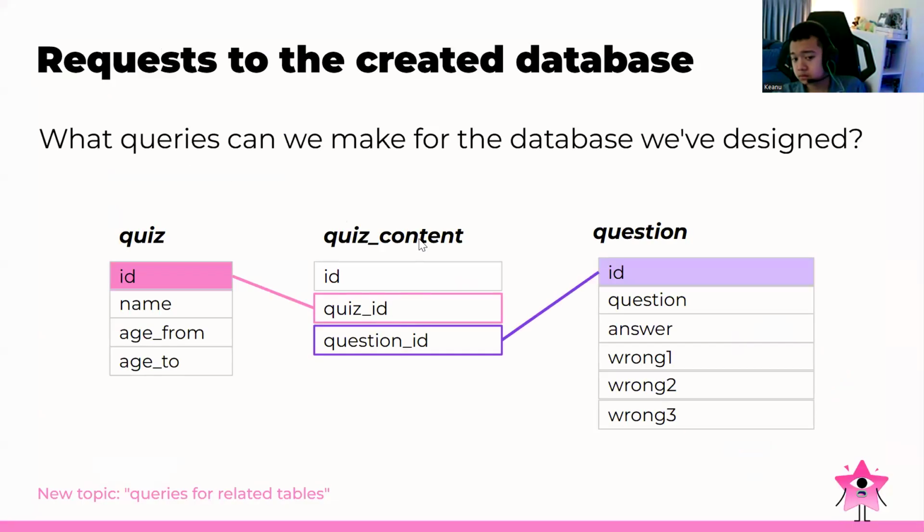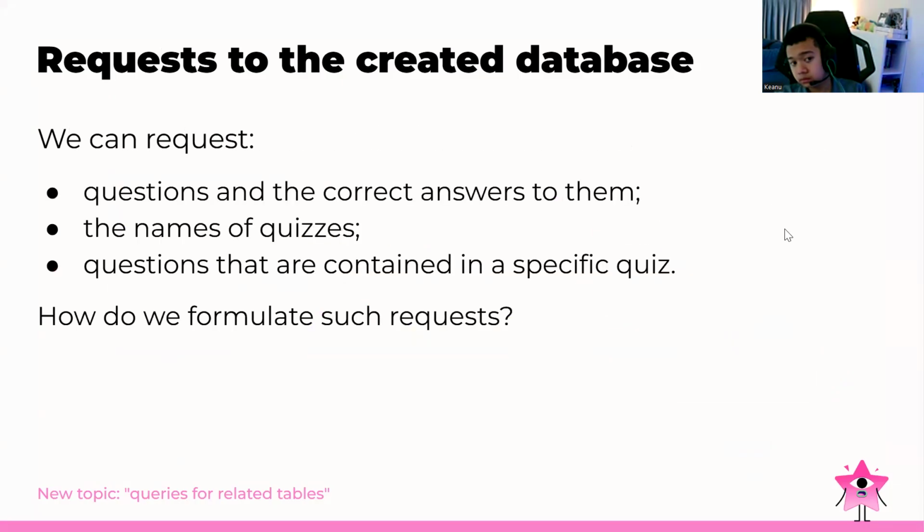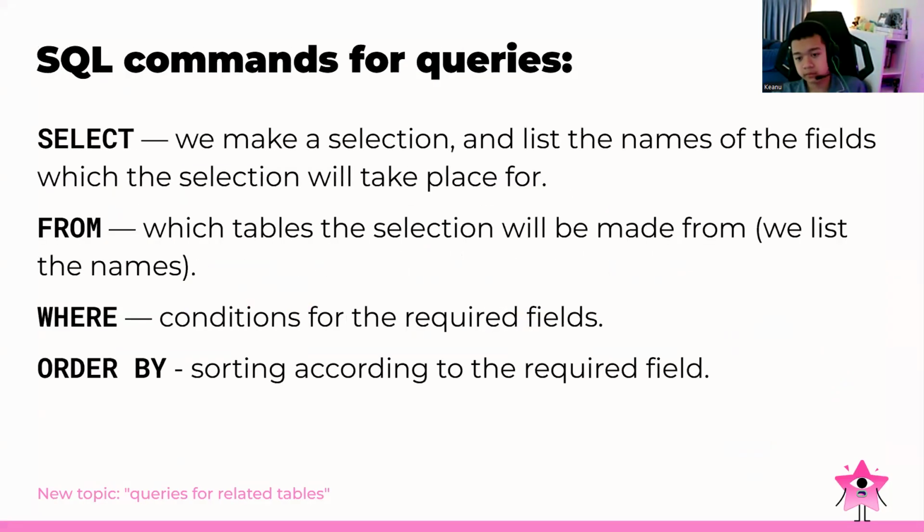So for this one, it will be a request to the created database and we have the ID, question ID, and also the ID again for this one. And then we can request something on here. We have the questions and also the correct answers to them. We have also the names of the quizzes and also the questions that are contained in the specific quiz. And for the commands for the queries, something that you need to know also, we have the select when we want to make a selection and list the names of the fields which selections will take place for. We have also the from, which tables the selections will be made from, will list the name, and also where.